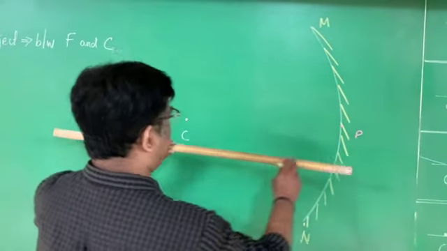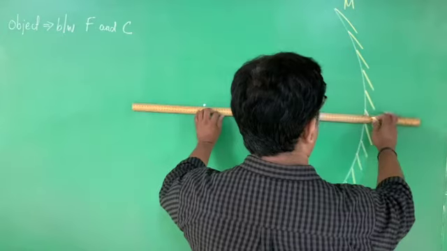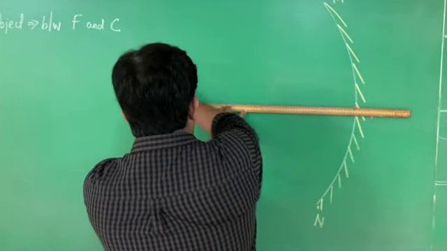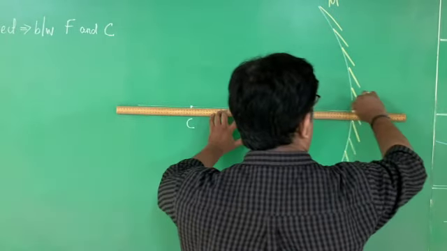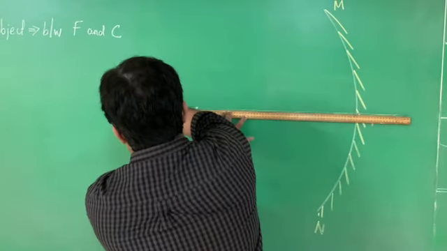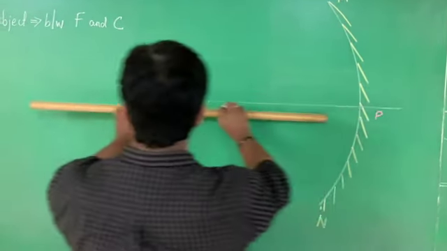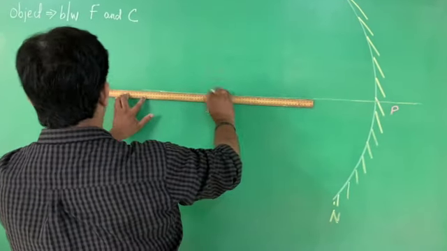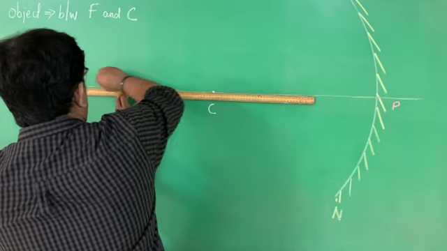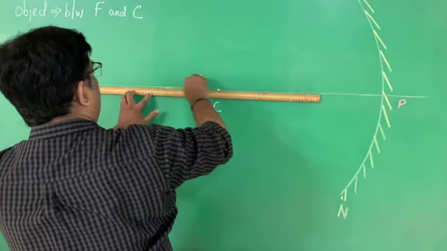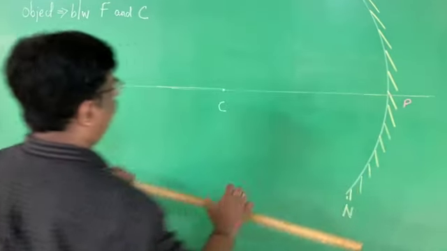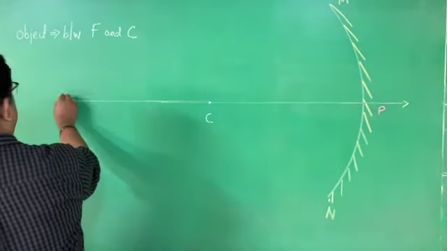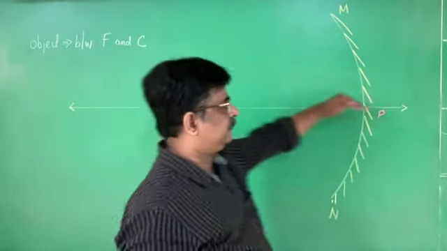Then join CP and extend it by a straight line. A straight line is one which can be extended on both sides infinitely. I can extend it because the image is going to form beyond C, so it is better to extend beyond C. You can extend it as much as you want. This is the principal axis.